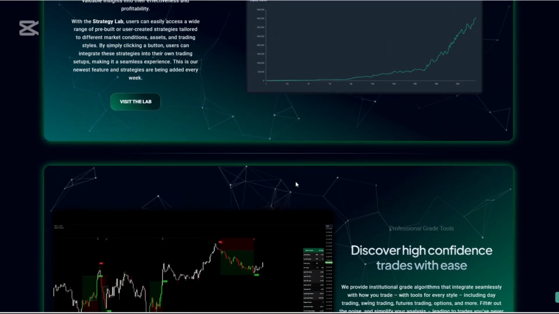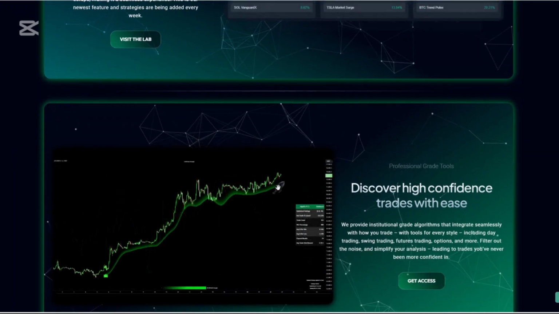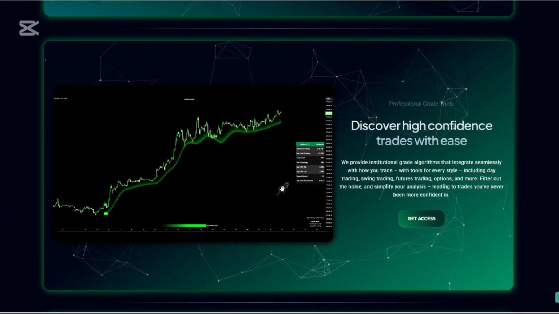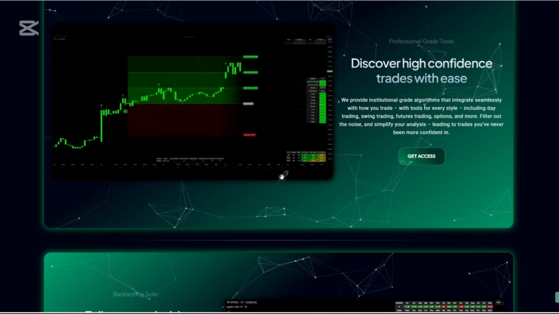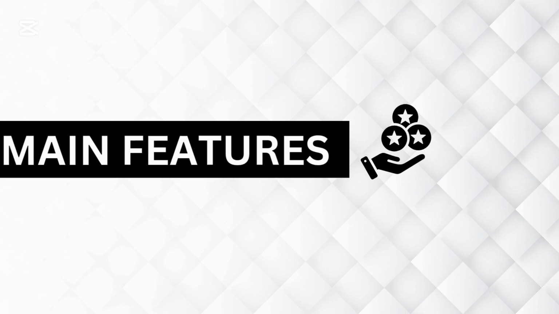What makes AlgoPro different is its focus on simplicity and real-time relevance. The indicators don't just light up on every candle. They're built to signal high probability moves that are backed by data. Now let us talk about the main features of both platforms.